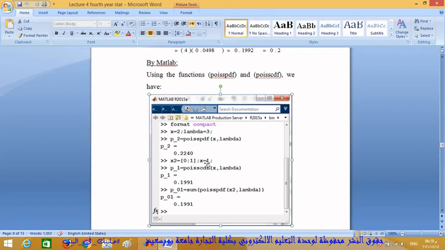Or if we use the cumulative probability distribution, P of 1 means at most 1 here, equals Poisson CDF with x equal 1. 1 here means at most 1. So this probability equals 0.1991. Okay, or you can use the sum of Poisson PDF for x equals 0 and 1. So it's better to use Poisson CDF instead of Poisson PDF. The result is the same, but here Poisson CDF is better than Poisson PDF, right?